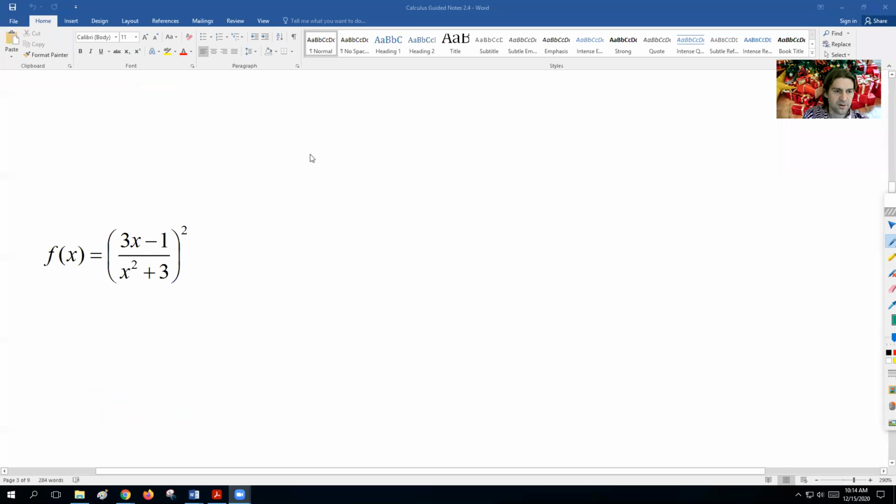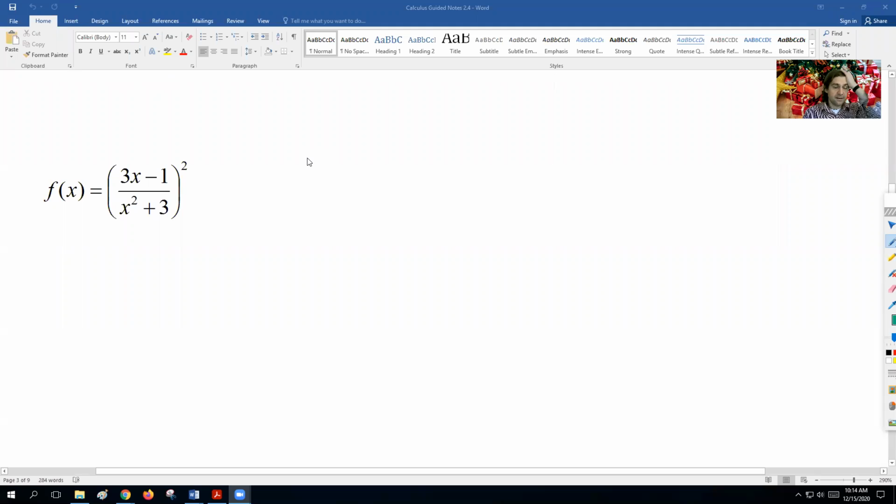Okay, moving on to the next part. All right, what about this one? We have (3x minus 1) over (x squared plus 3), and this is all being squared. So if we look at this problem, we have the chain rule, and inside the chain rule is the quotient rule. So we don't want to rewrite this one. We're just going to have to do the chain rule.